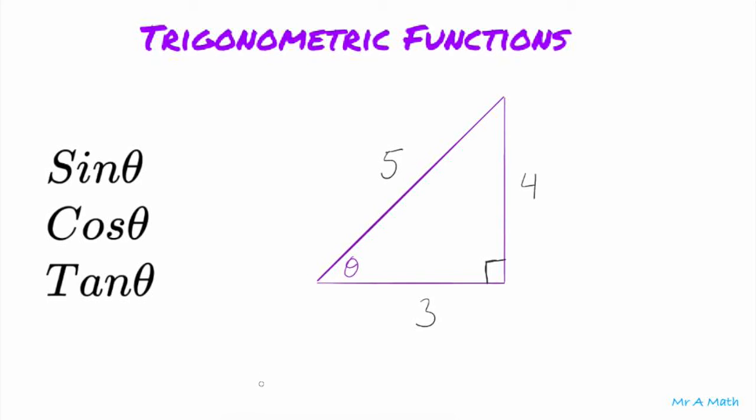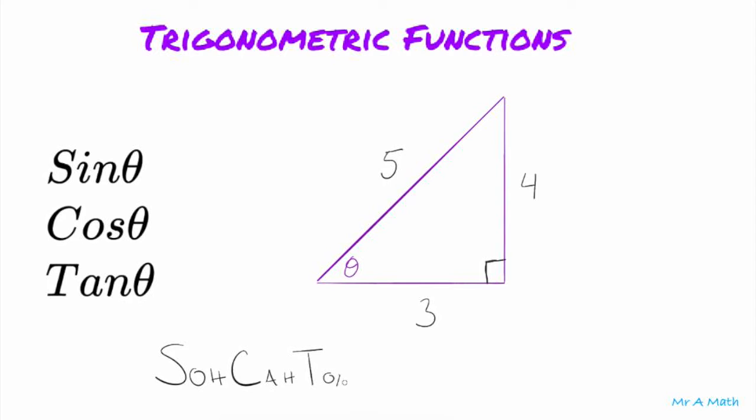Hey guys, so now that we've looked at what sine, cosine, and tangent are, let's look at a triangle and find the sine, cosine, and tangent of a triangle. If you remember from the previous video, a really helpful acronym is SOHCAHTOA.